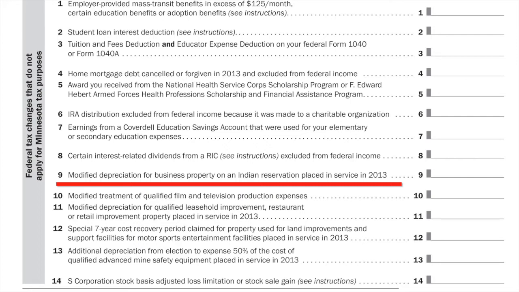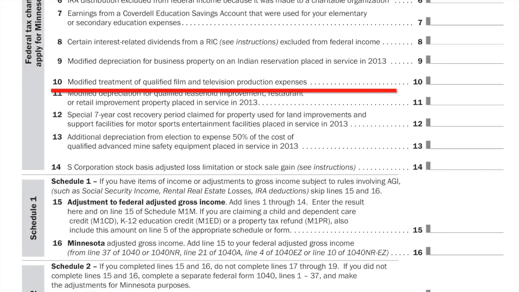A federal provision that allows a special recovery period for qualified business property on an Indian reservation was extended. The recent law changes allow the same recovery period for these assets for Minnesota purposes. Line 10, we'll talk a little bit about the modified expensing for certain qualified film and television production expenses. Under an extended federal provision, up to $15 million of qualified film and television production expenses may be expensed rather than capitalized. Minnesota law now allows these expenses to be deducted the same way they are federally.